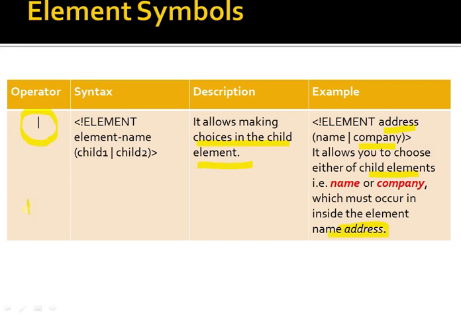One is plus, then asterisk, then question mark, then comma, then the pipe symbol. The purpose we have discussed. Plus is 1 or more times, asterisk is 0 or more times, and question mark is 0 or 1 time. Comma is a sequence, and pipe is a choice. So we have 5 symbols.